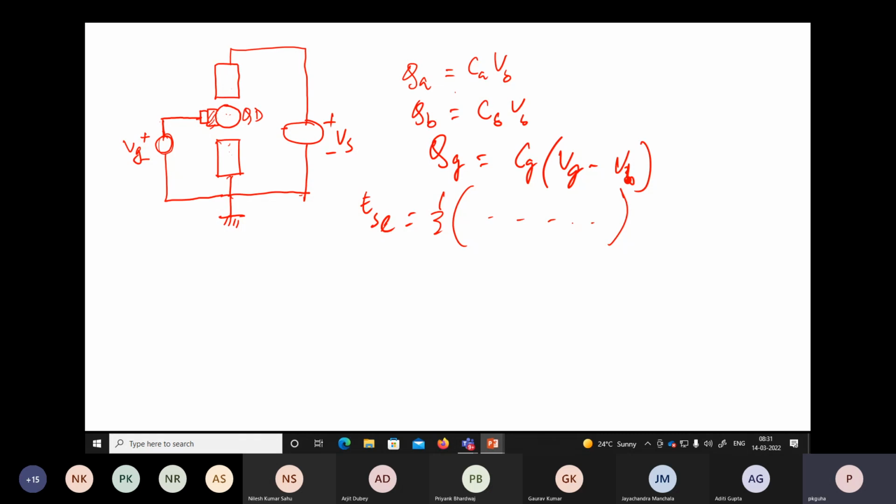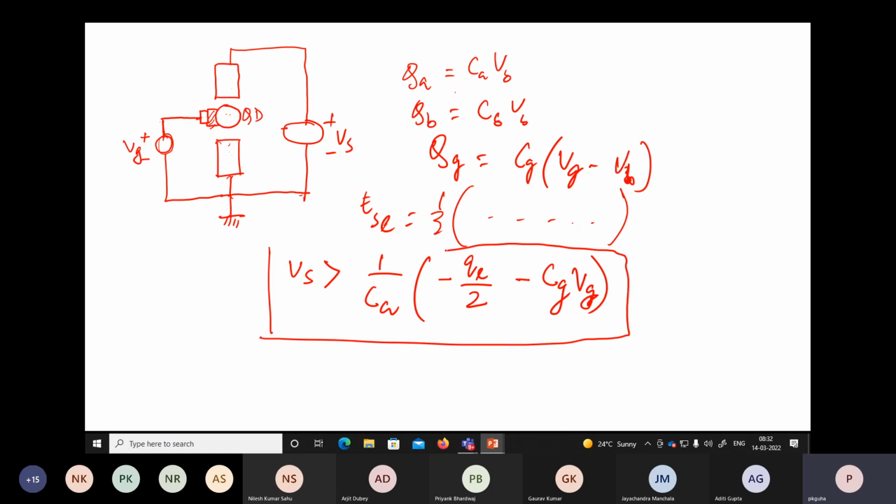Ultimately this will give you the expression which is Vs greater than 1 over Ca minus QE over 2 CGVG. So this is the expression you will get if you follow the steps of similar things which we have discussed already. Now the thing is, if we plot this, what we will get.